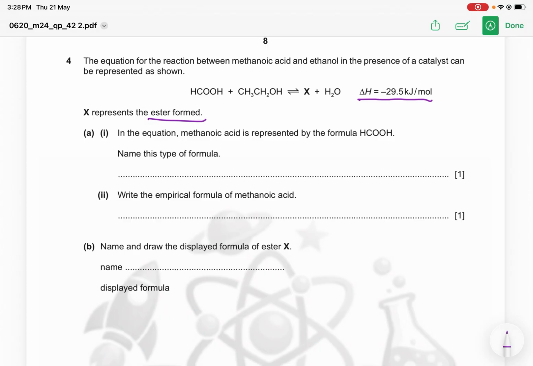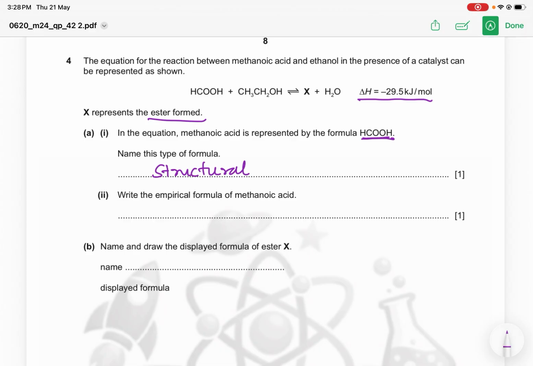So this type of condensed formula is known as structural formula. It is known as structural formula. Write the empirical formula of methanoic acid. The formula of methanoic acid is already given, and we have to write the empirical formula.